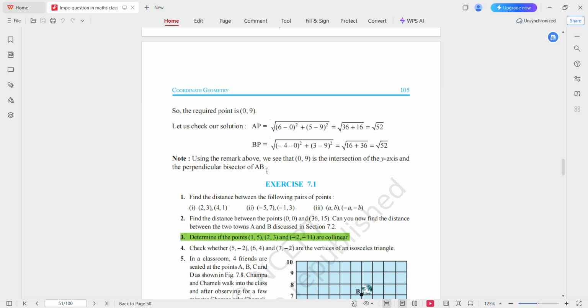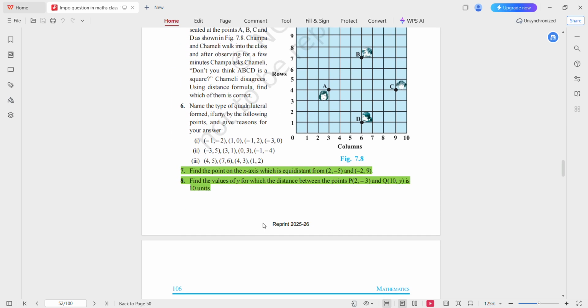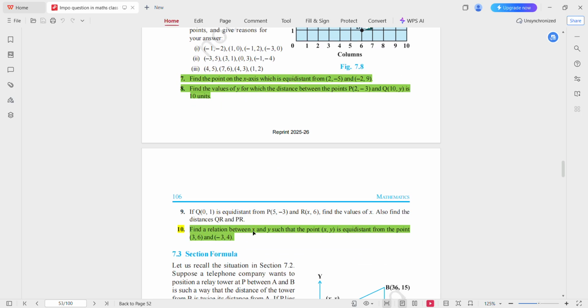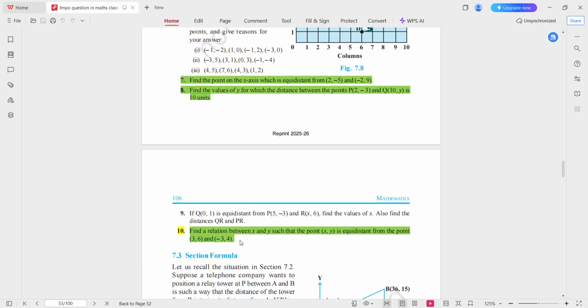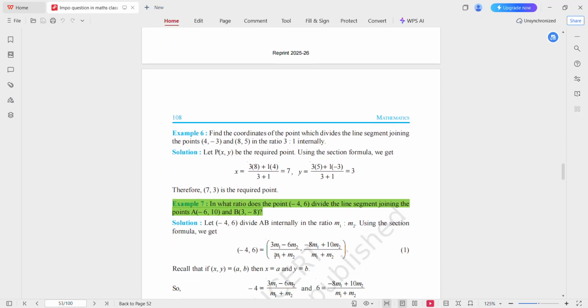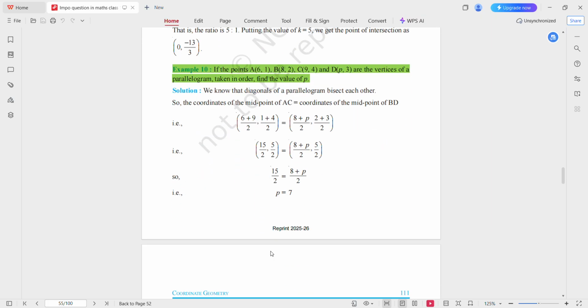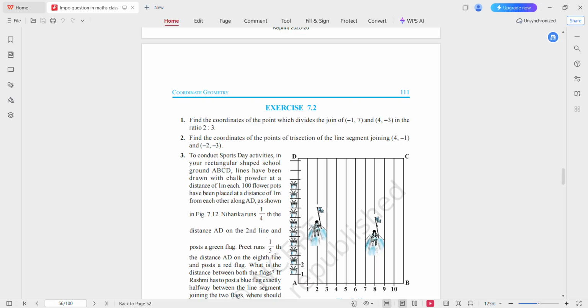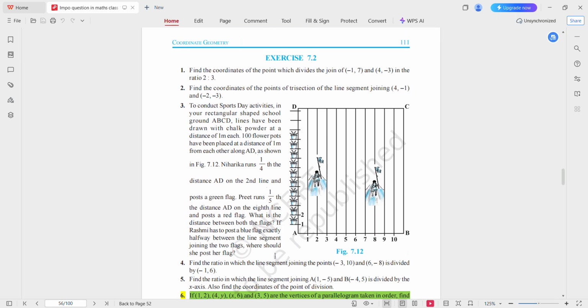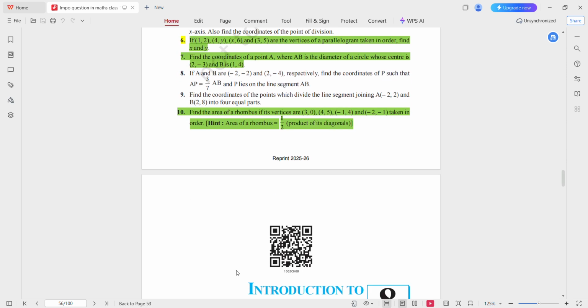Example 1 is important from this chapter, 7th chapter. 4th, 5th example is important. In exercise 7.1, third question is important. 7th and 8th question. 10th question is very much important. More importance should be given to this question. 7th question is important. 9th question is also important. 10th question. In the examples I am saying previously. In exercise 7.2, 6th question is very much important. You need to study this question to get high marks in the board exams. 7th, 10th question is also important.